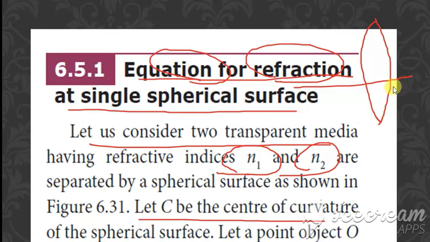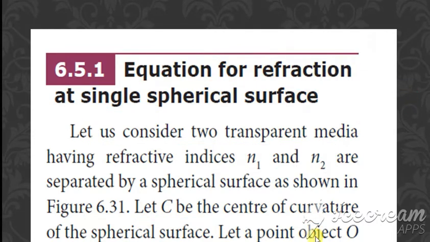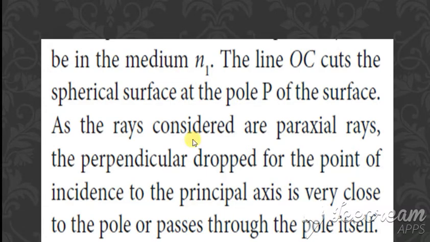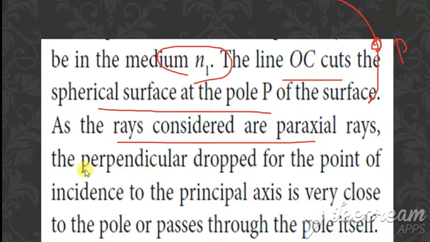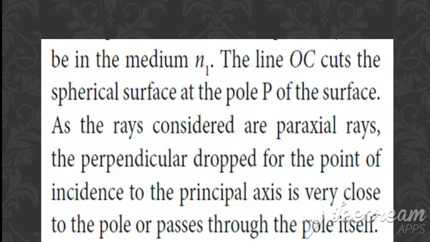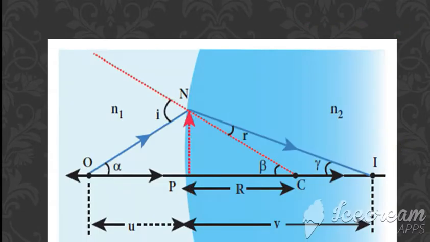It has a center of curvature which is represented as C, and let O be the point which is in the medium n1, and the line OC cuts the spherical surface at the pole. The rays are paraxial rays. What are paraxial rays? Those rays which are close to the principal axis, and it passes from the pole itself. So this is a ray.